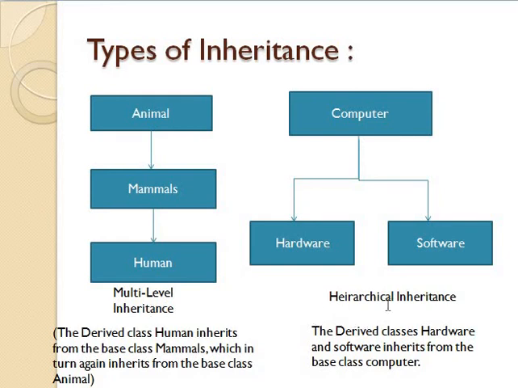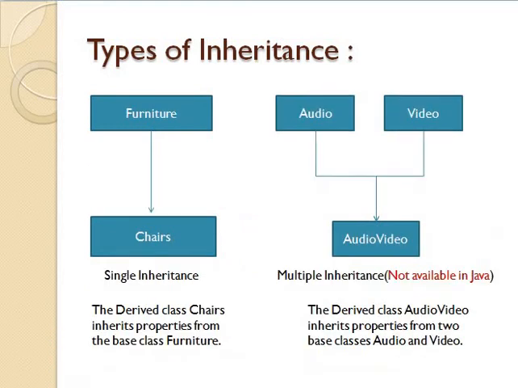I have also shown that Java supports hierarchical inheritance, where there can be multiple derived classes inheriting the properties of a base class. But Java does not support multiple inheritance, where a particular derived class can inherit the properties of multiple base classes. So this type of inheritance is not available in Java.